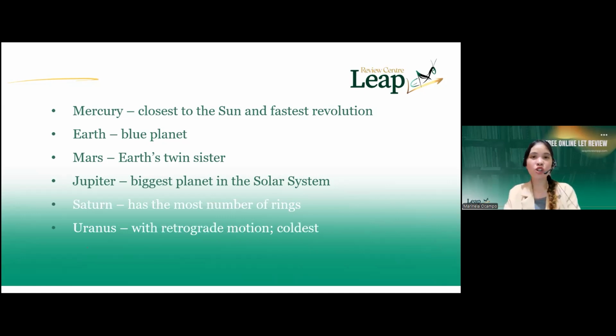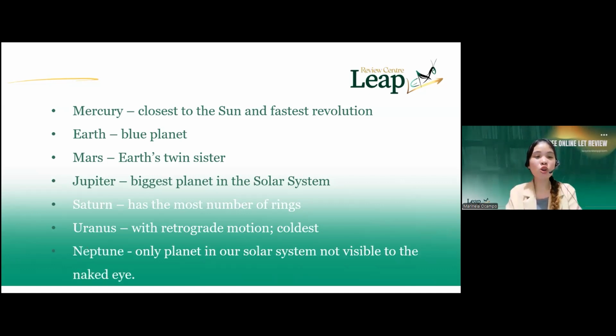Uranus. Planet Uranus together with planet Venus is in retrograde motion. Meaning to say, their movement is actually not the same as the rest of the planets, and Uranus is considered to be the coldest planet, although the most distant planet in the solar system is Neptune.